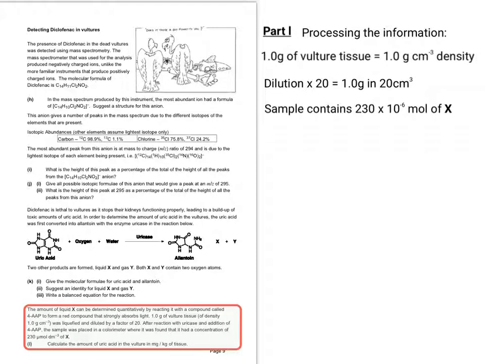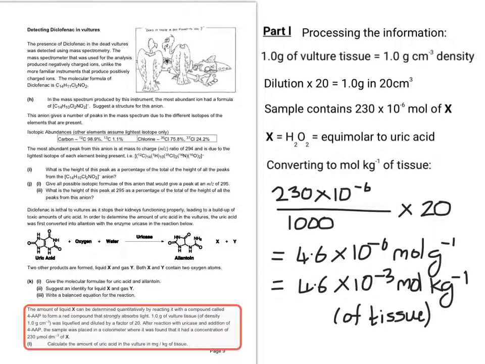So it mentions X, and in the equation it's equimolar to uric acid. So we have to convert to moles per kilogram of uric acid in vulture tissue. So we take the moles of X as equimolar to uric acid, and we divide it by 1,000 to convert to the number in kilograms, times it by 20, and then that's 4.6 times 10 to the minus 3 moles per kilogram.